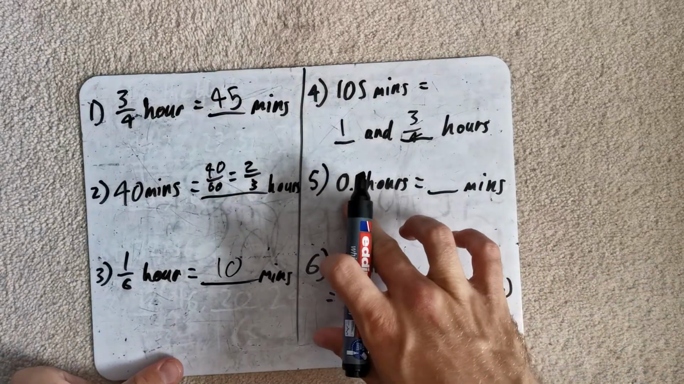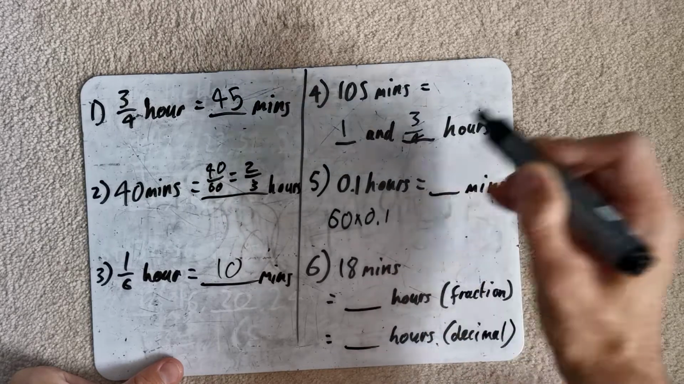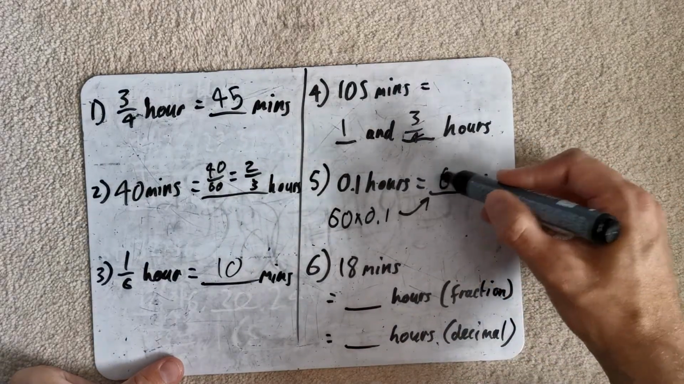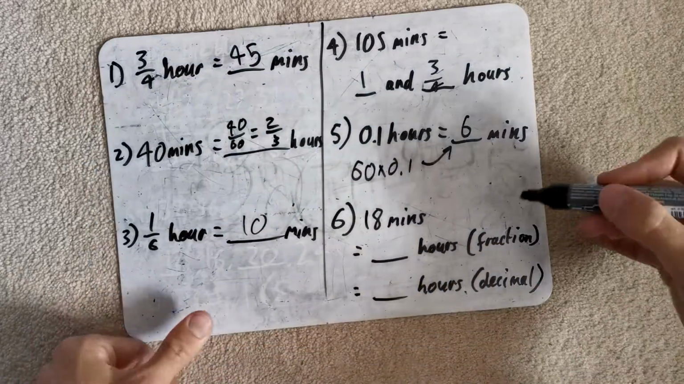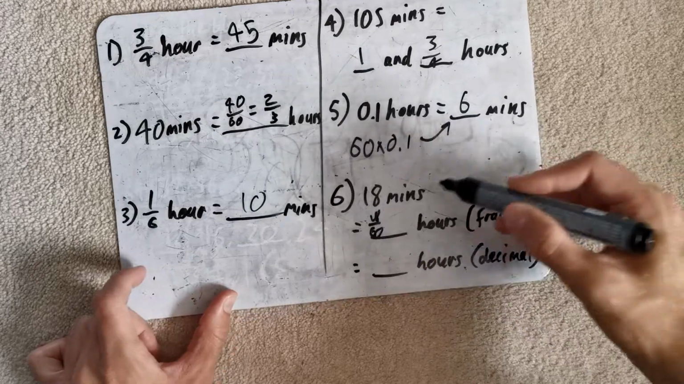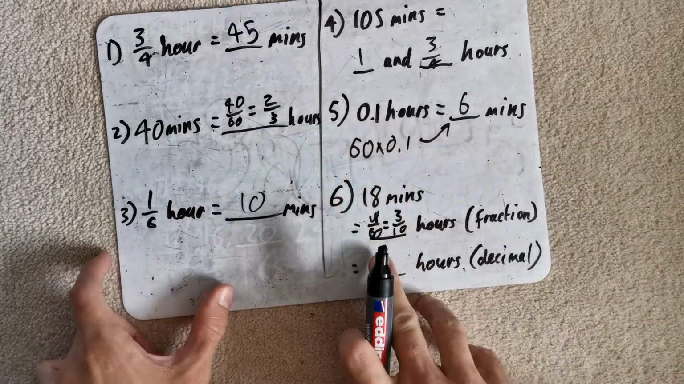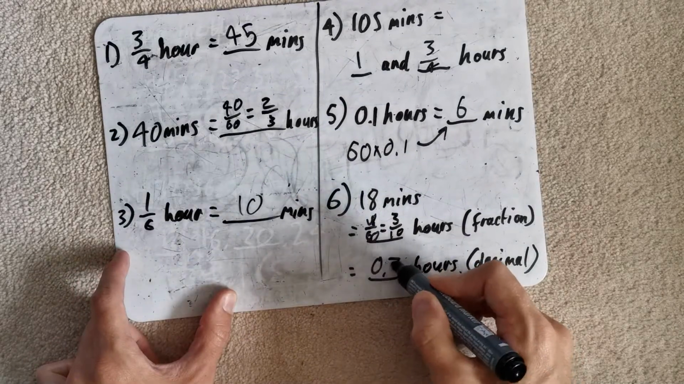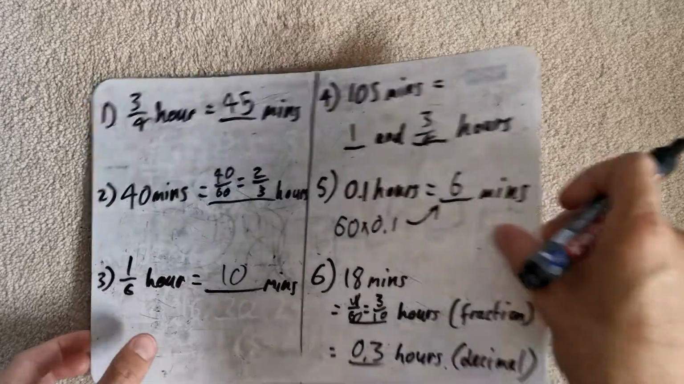Okay, 0.1 hours. So 0.1 is a tenth, isn't it? So 60 times 0.1 gives you 6 minutes. Okay, 18 minutes in hours as a fraction. So 18 out of 60 simplifies to 3/10. What's 3/10 as a decimal? 0.3. Okay, should be pretty straightforward for you guys.